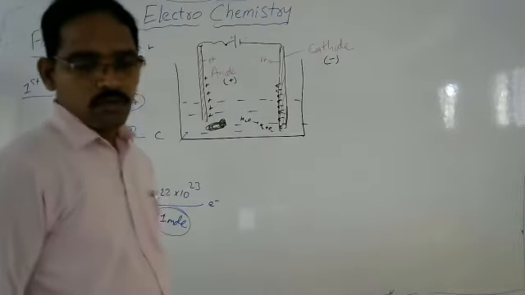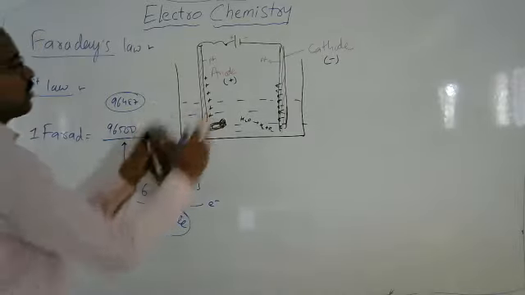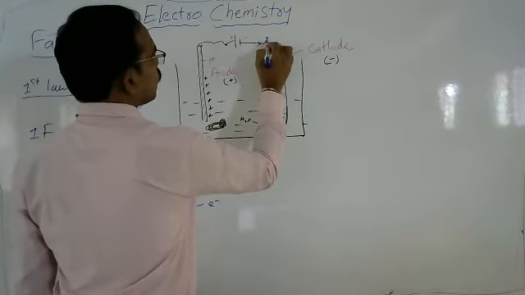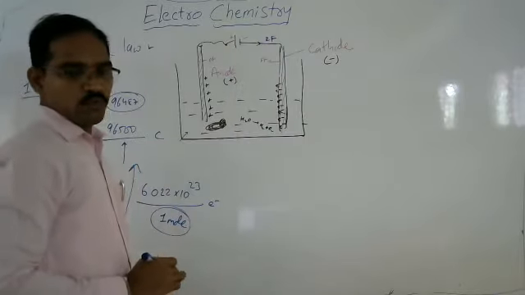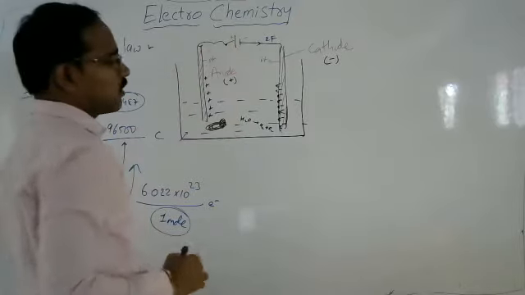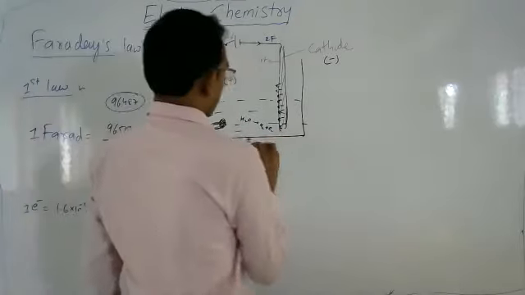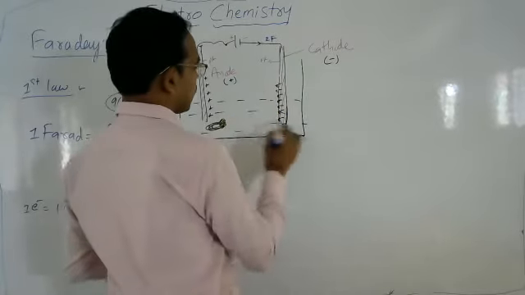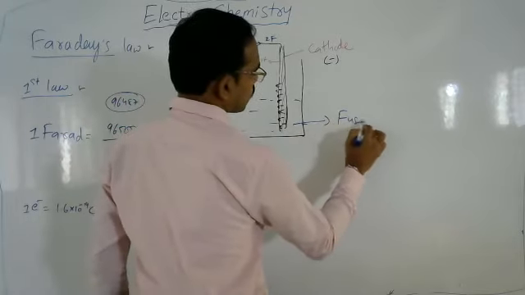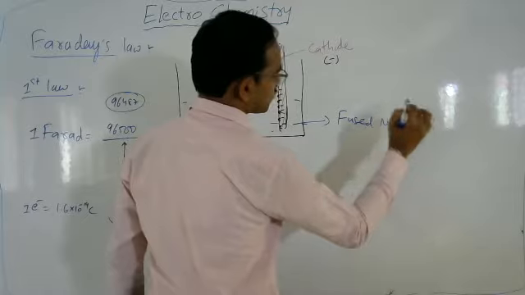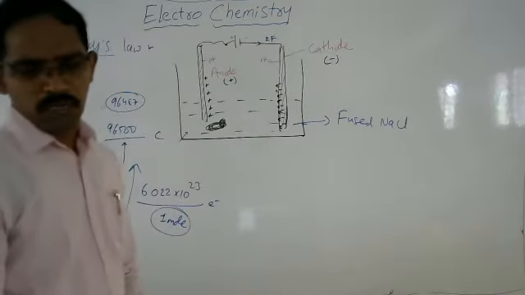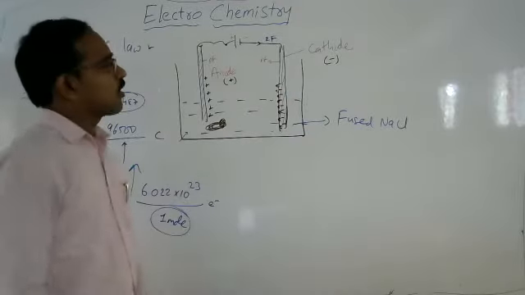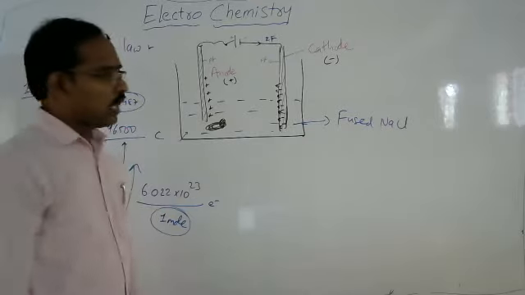Right. Now I am coming to the question. Battery is there. I am using 2 farad current here. I am taking initially fused NaCl. What is the meaning of fused NaCl? It means molten, semi-liquid type NaCl. Then the electrolysis process is going on, and I use 2 farad current.